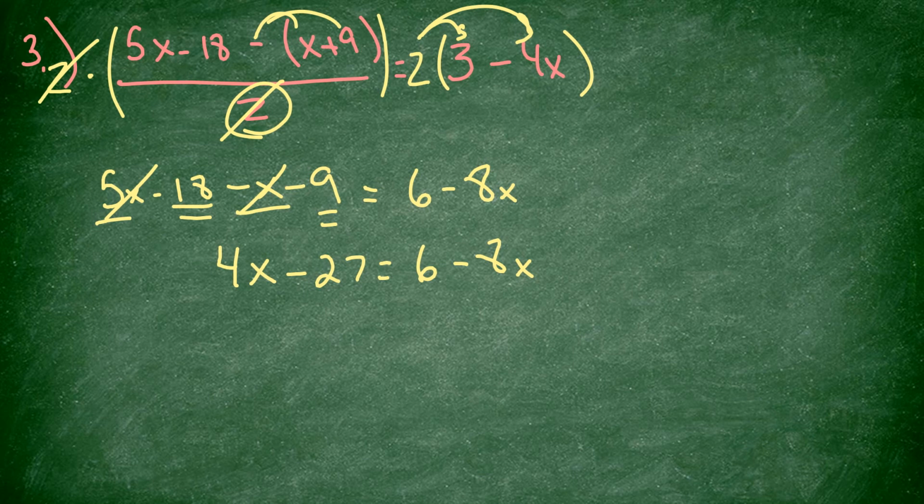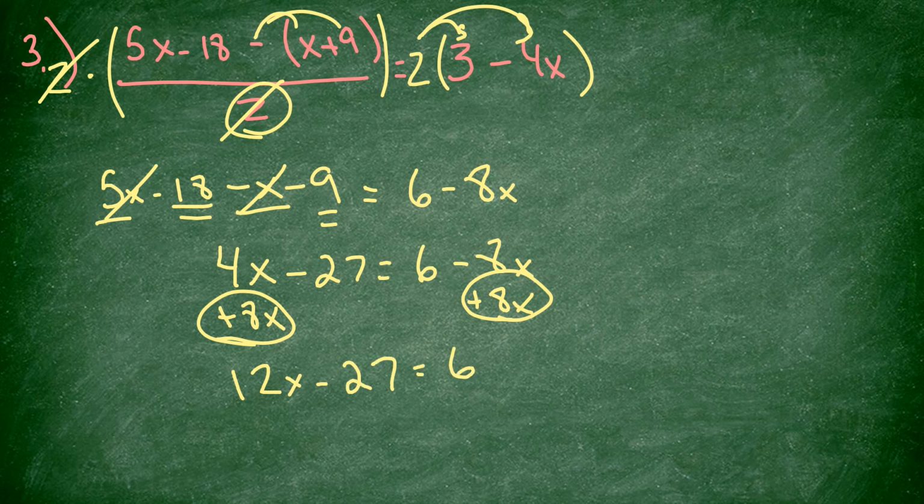Now I'm going to put my letters on the same side, so I move the smallest x, which means I'm going to add 8x. Remember, this is the part that I made up, so I have to write it on the other side, because whatever you do to one side, you have to do the other. So that's the balance part of it. 4x plus 8x is going to be 12x minus 27 equals 6.